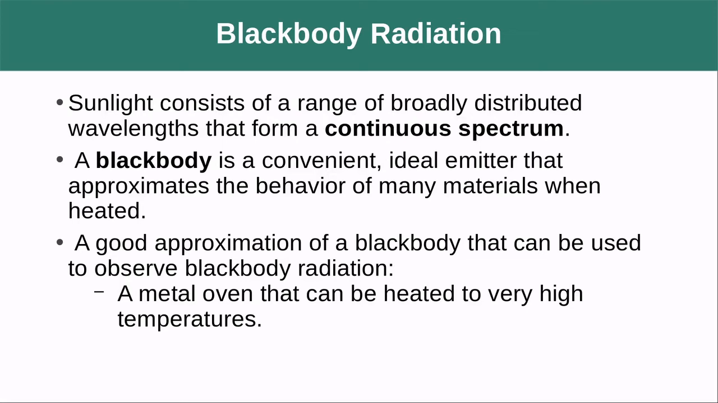One good approximation of a black body that can be used to observe is something like a metal oven. So what kind of electromagnetic radiation are we going to see when we heat up the inside of an oven?